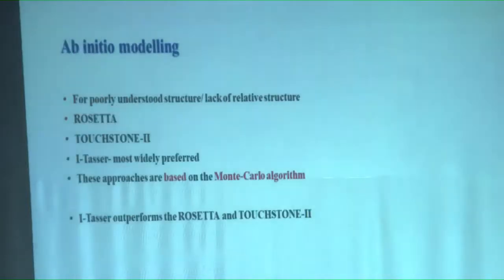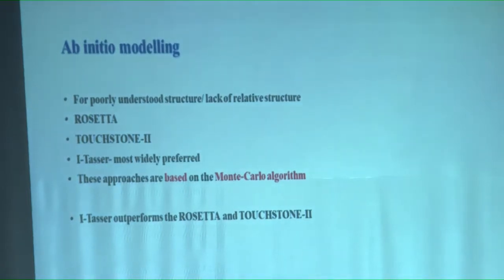So first I am coming to ab initio modeling. We do ab initio modeling when we don't have any reference protein structure, or for a poorly described protein. Ab initio modeling in most cases is not correct. There is very little probability of getting a correct protein structure.